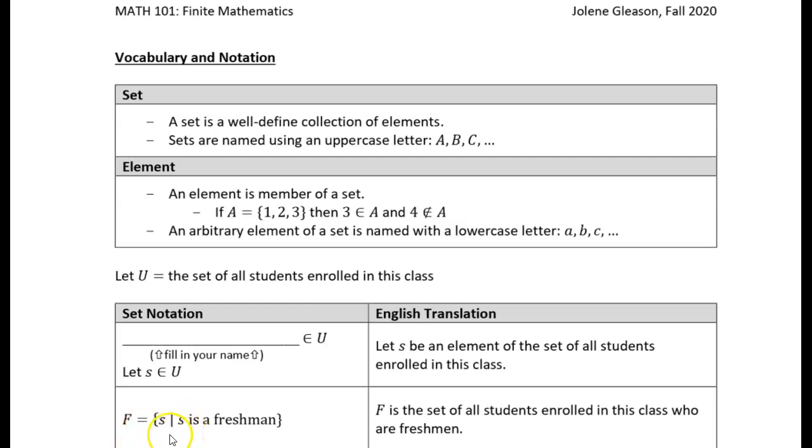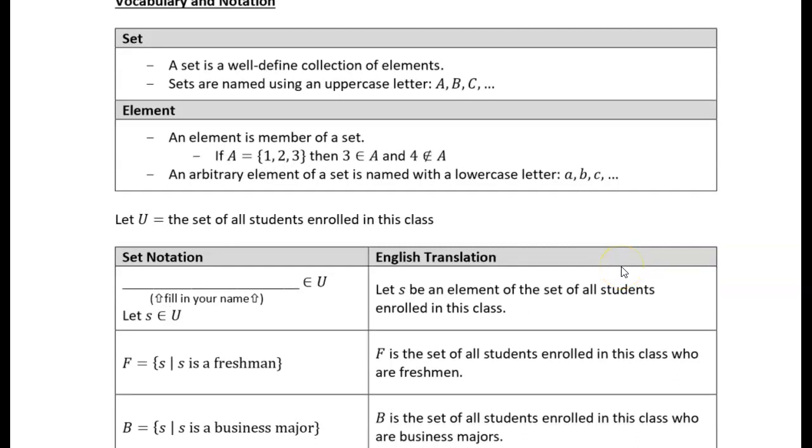In mathematics, a set is just a well-defined collection of elements, and that's about it. The objects in a set are called elements. So the elements are the members of a set. Now, when we're naming sets, we oftentimes use an uppercase letter. If we're naming elements of a set, like an arbitrary element of a set, we would use a lowercase letter. Now, let's take a look at applying these terms to the sets we were just working with.